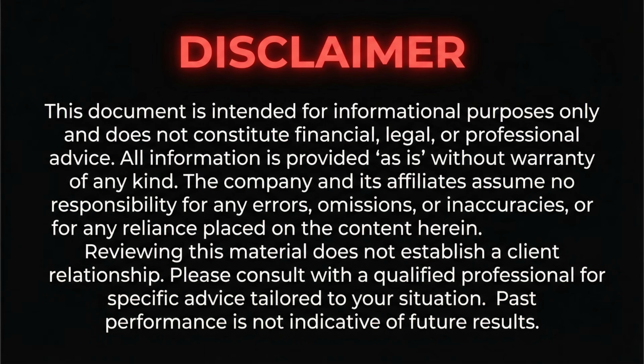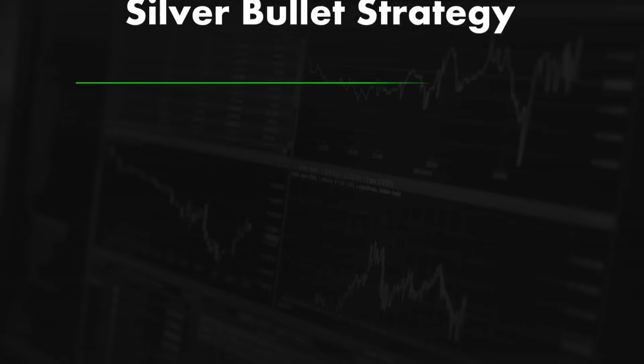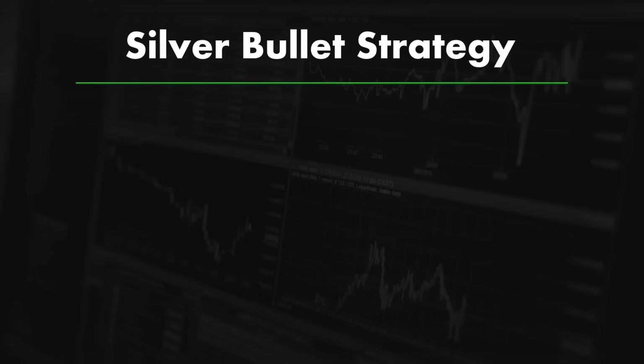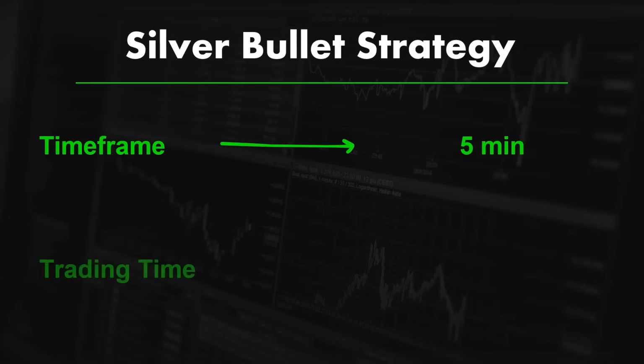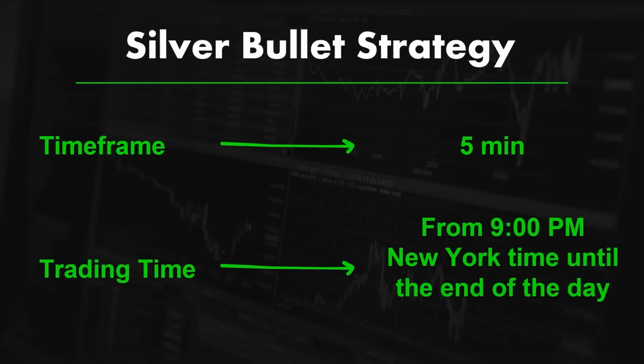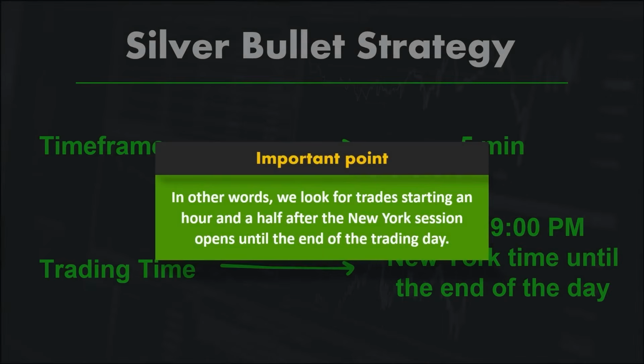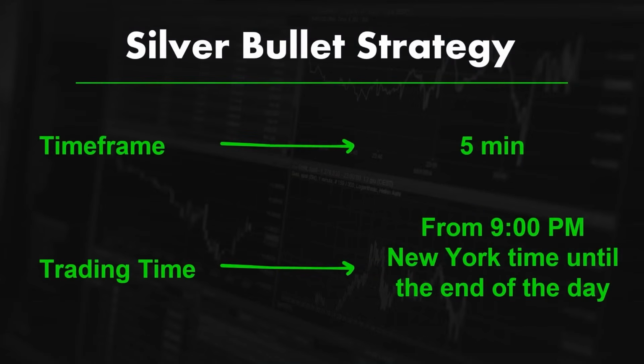Before explaining this entry model, we need to mention that we use a very specific time frame and time zone to look for trading opportunities in the Silver Bullet trading setup. The time frame for this setup is a 5-minute chart, and the trading time window spans from 9 p.m. New York time until the end of the day. In other words, we look for trades starting an hour and a half after the New York session opens until the end of the trading day.